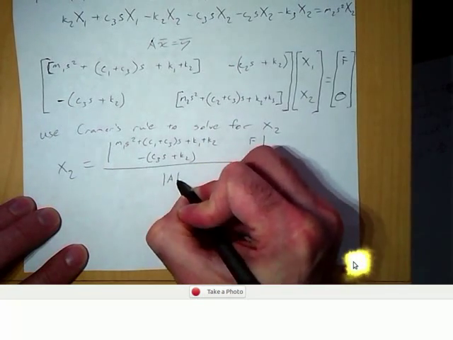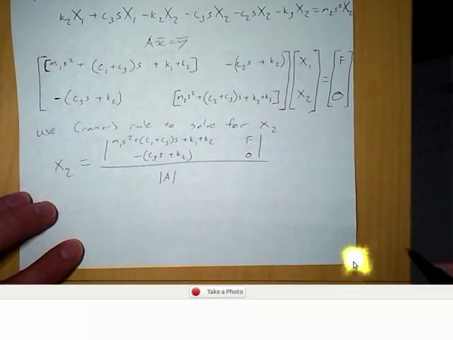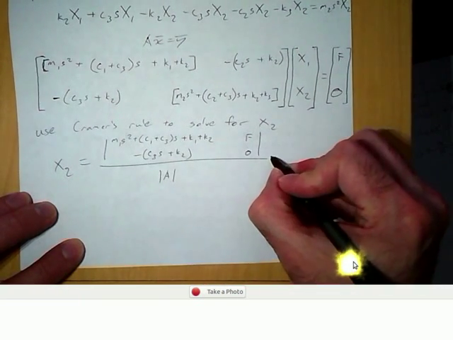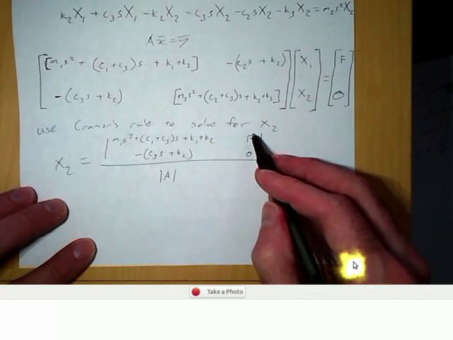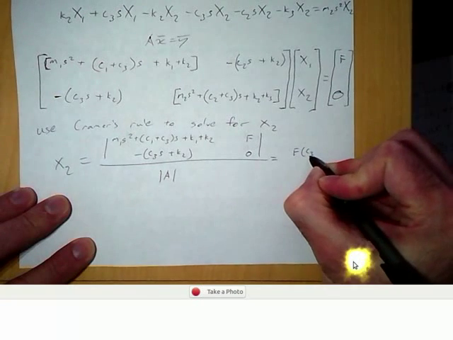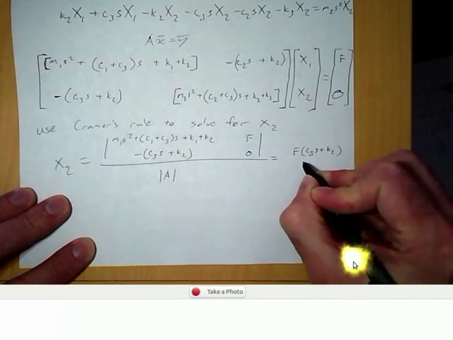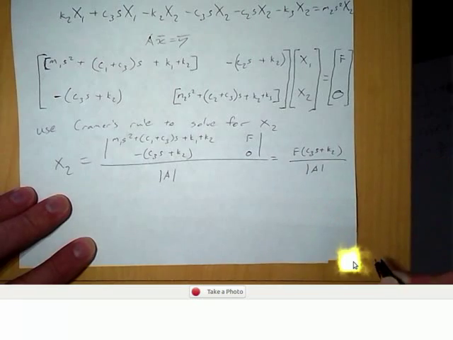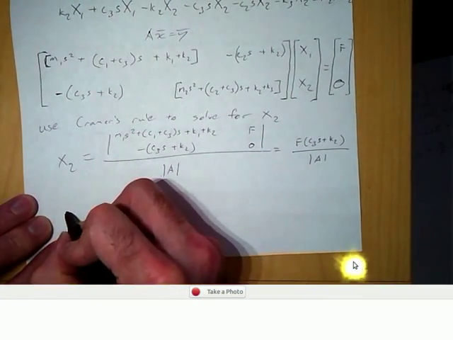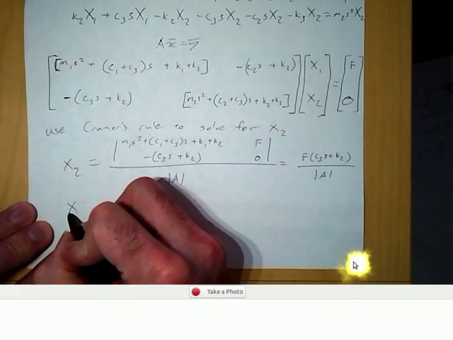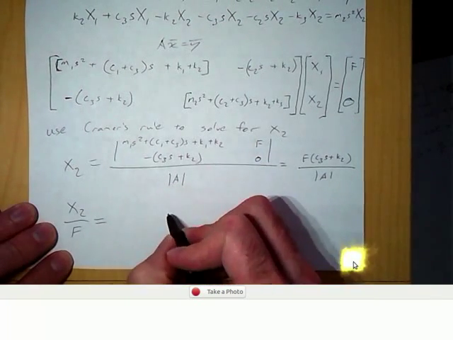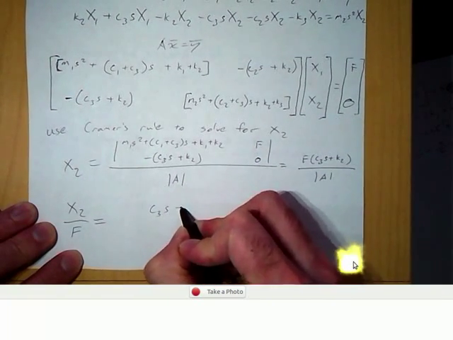I'm not going to bother writing all that out. That would just take up too much of your time. So the determinant of the numerator is F times C3 S plus K2, divided by the determinant of A. So there we can get our transfer function, X2 over F, which is what we wanted. So X2 over F is C3 S plus K2.